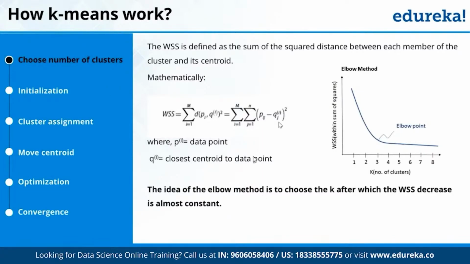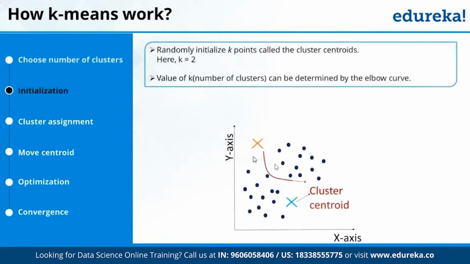For example, let me go to the next slide. Here, let's say this X is my centroid. Now I want to know which of the points are near to this centroid and which of the points are near to the other centroid. That is the end motive, so that I can create a cluster.